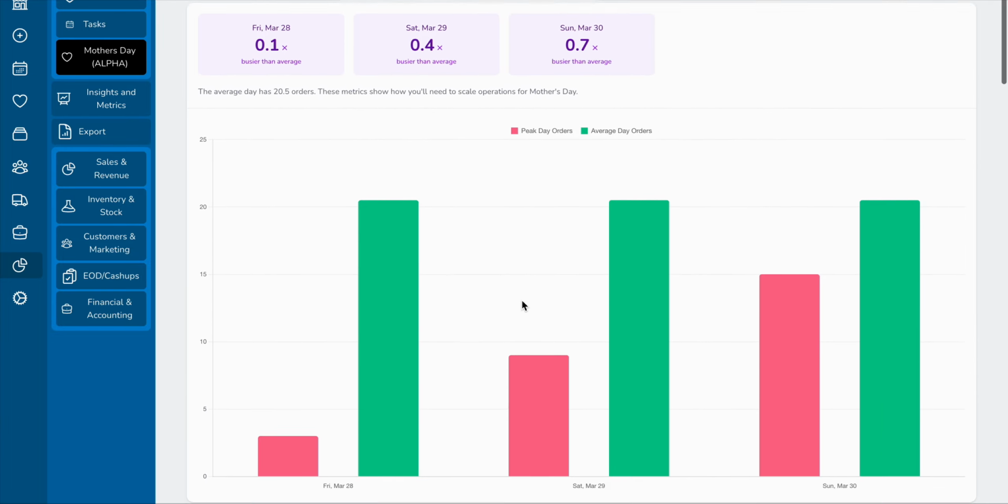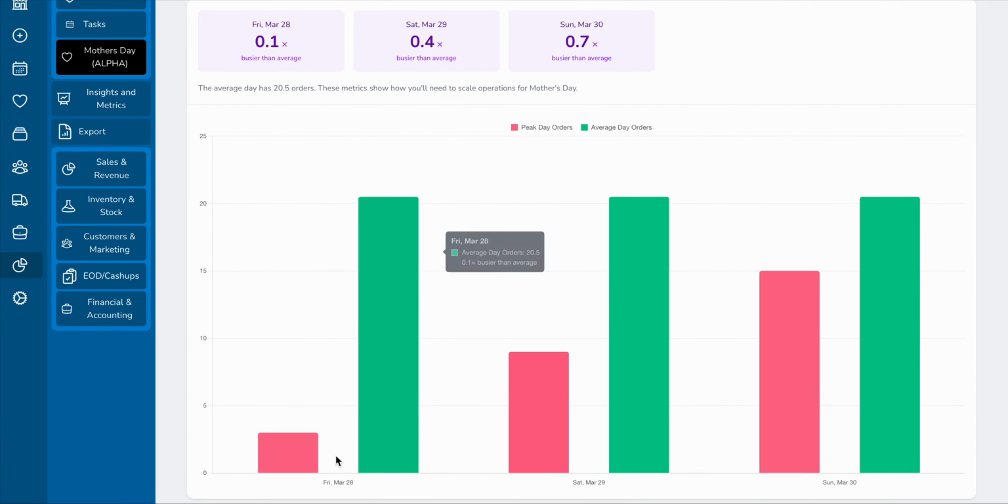Over here, volume impact. Now this is an interesting one because it shows you what your average day's orders are compared to what you've got in each of these days. Now, considering it's 10 days out, our average day is way above what these days are. I know that over the next few days these graphs are going to change, so it's going to be really fun to see it changing.